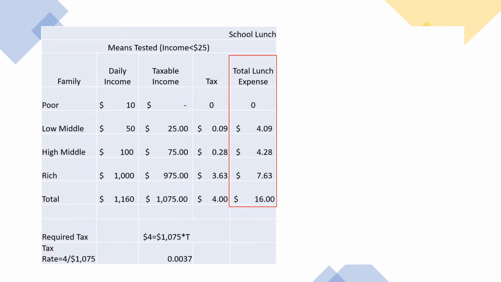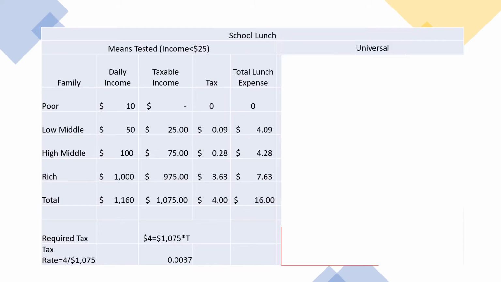The total lunch expense of each family consists of two parts. One is the payment for the lunch of its own child, and one is the payment for the lunch of the child of the poor family. The low middle income family pays altogether $4.09, the high middle income family pays $4.28, and the rich family pays $7.63.